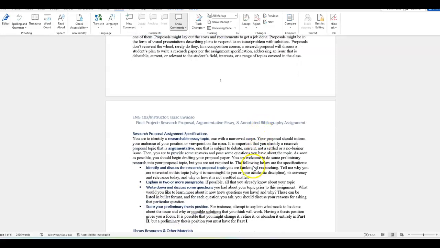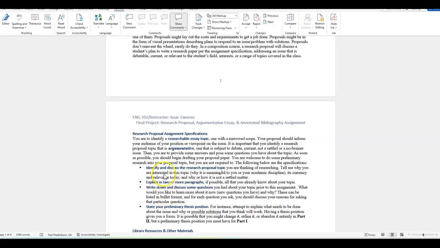So here are the specifications which I've outlined, and you should read carefully through them. The first one is that you're going to identify and discuss your research proposal topic. You need to tell me what you're thinking of researching. Tell me why you're interested in this topic. Hopefully it's not a random topic because you watched Channel 7 or Channel 9 or CNN or BBC News. It's something that you've thought about. Hopefully it's meaningful to you. It's something that is current and relevant today, something that is not settled.